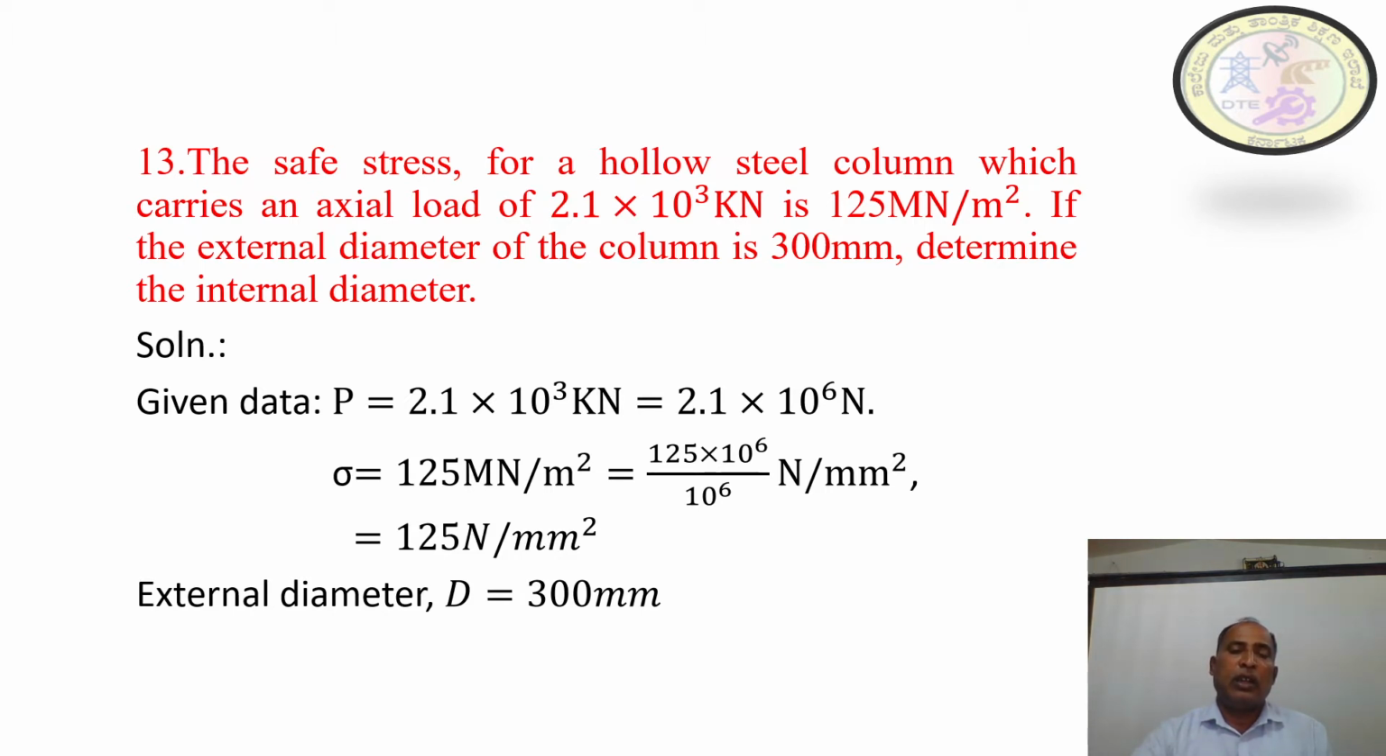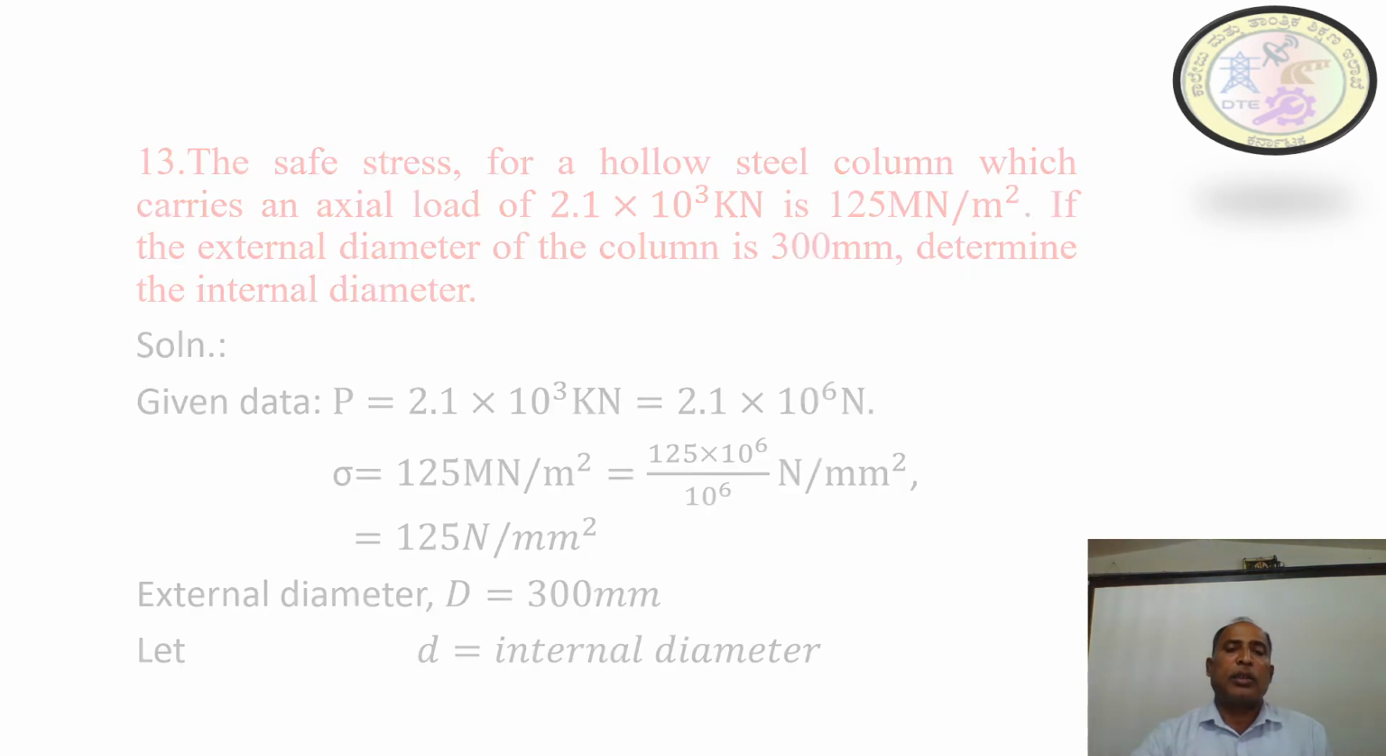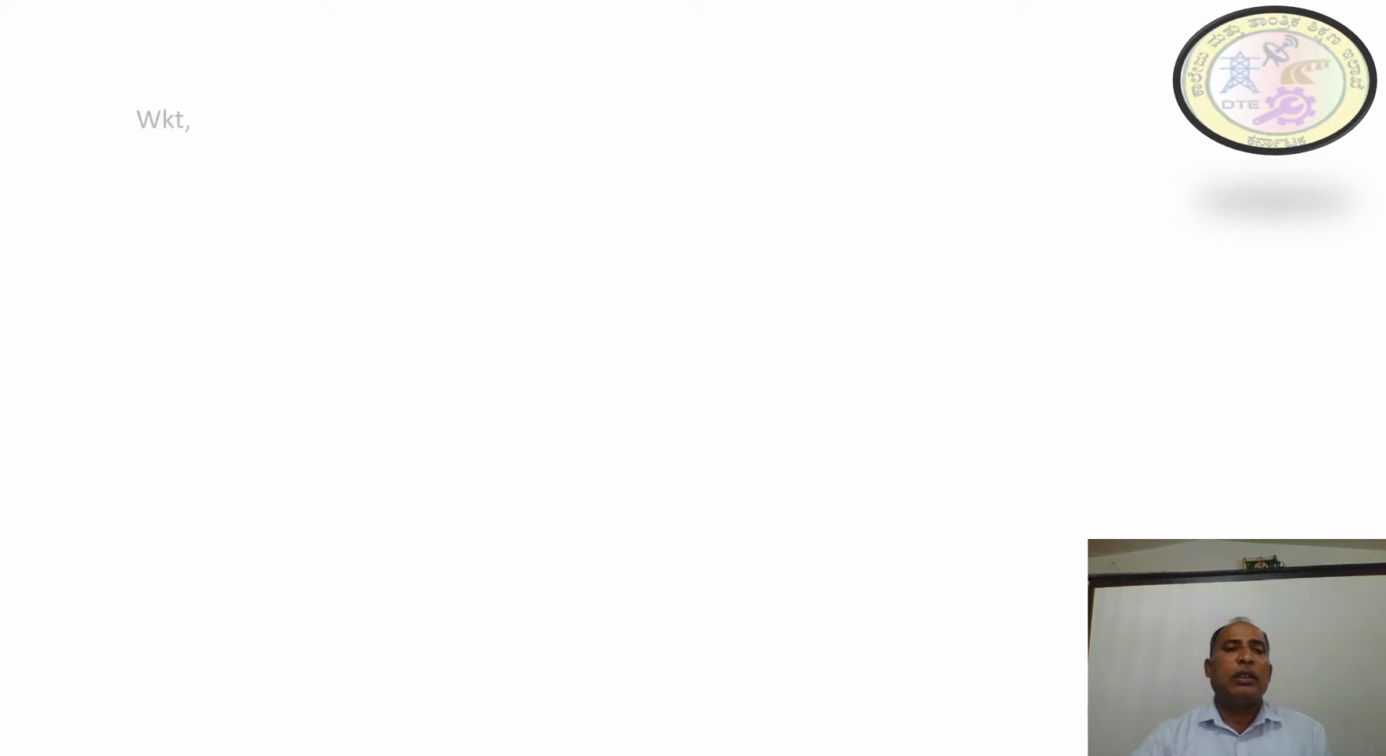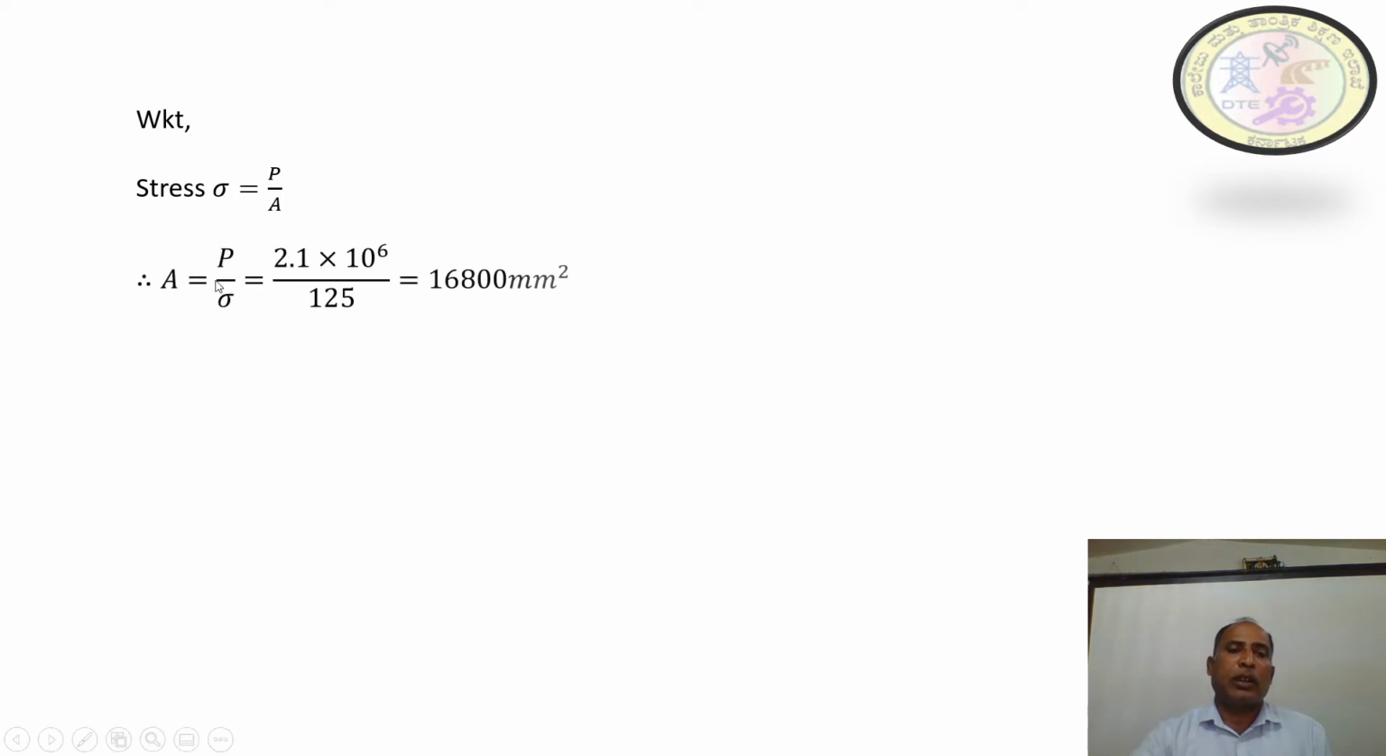To calculate the size of a section, we should know the area of the section. Once the area is calculated, we can calculate the size of the section. Let small d be the internal diameter of the hollow steel column. We know that stress sigma is equal to P by A. So from this equation we can calculate the cross-section area. Therefore A is equal to P by sigma, that is 2.1 into 10 raised to 6 divided by 125, which is equal to 16,800 mm square.